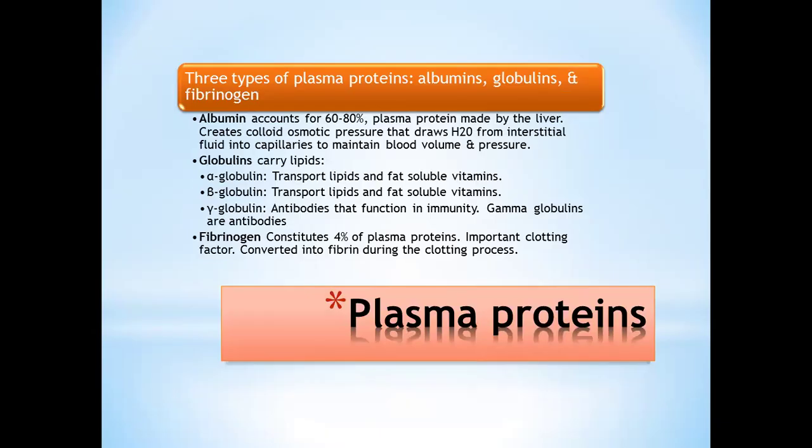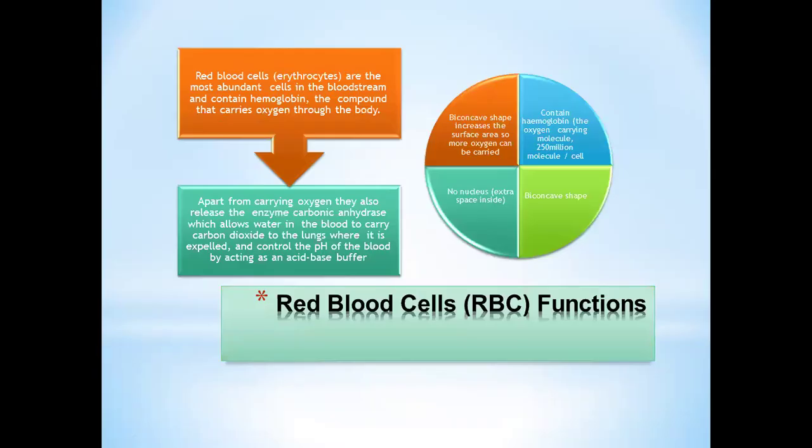Globulins carry lipids. There are alpha globulins, beta globulins, and gamma globulins. Gamma globulins are antibodies that function in immunity. Beta globulins transport lipids and fat-soluble vitamins, and alpha globulins transport lipids and fat-soluble vitamins also. Fibrinogen constitutes 4% of plasma proteins and is an important clotting factor, converted into fibrin during the clotting process.